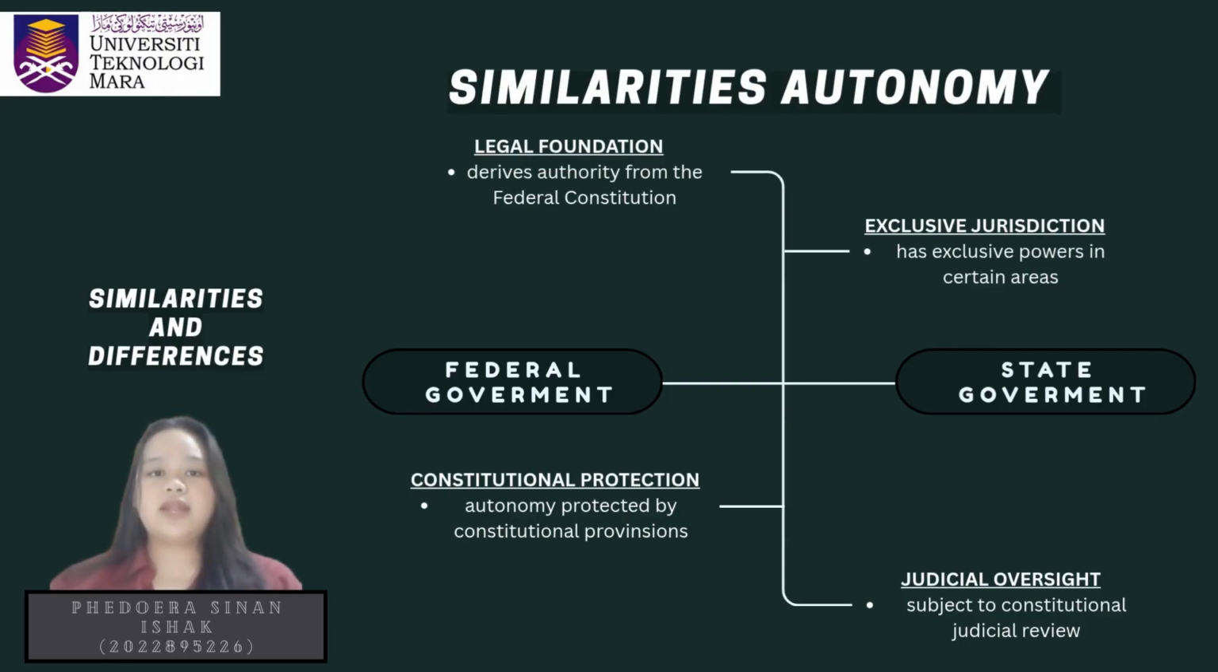Firstly, let's look at their legal foundation. Both the federal and state governments derive their authority directly from the Federal Constitution. This means their very existence and powers are enshrined and protected by the highest law of the land, providing a strong and consistent legal basis for their operations.